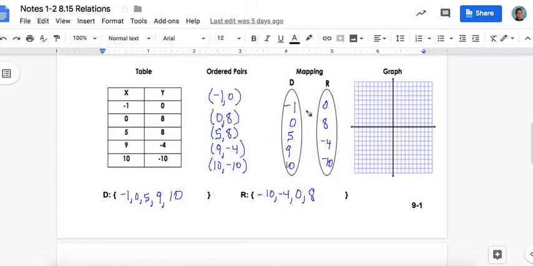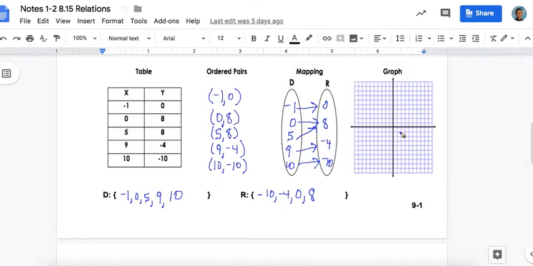So what happens in a mapping is I draw an arrow from each x to its corresponding y value, meaning the one that it goes with. So -1 goes with 0. 0 goes with 8. Now watch what happens here. 5 also goes with 8, so there's 2 arrows going to 8. And then 9 goes with -4, and 10 goes with -10. So this is just a different way of representing an ordered pair or a table.